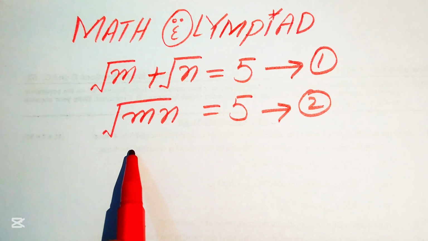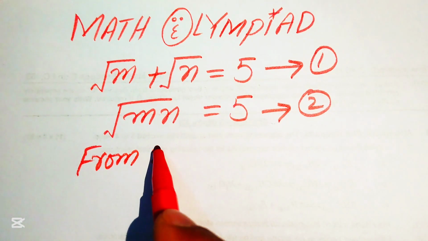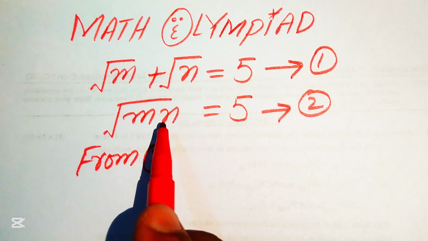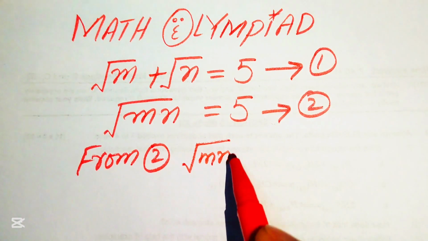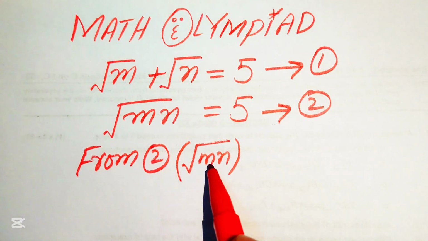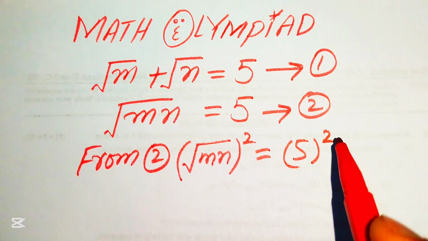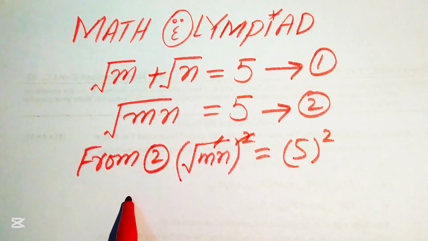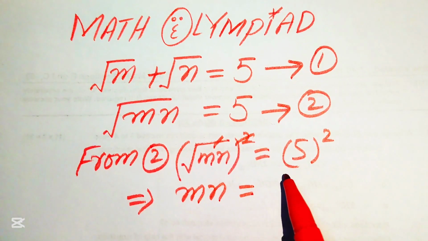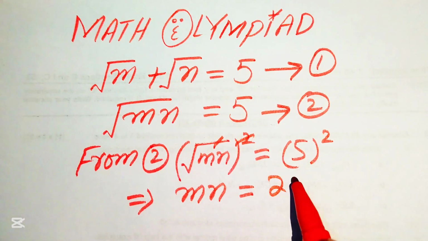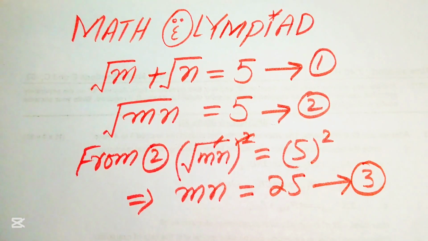In order to eliminate these, first we focus on equation number 2. In equation number 2 we need to take the squares on both sides, and it will be written this way: square root of mn, whole square, equals 5 square. So you see that the square and square root are gone and we get the value of m times n equals 5 square, equals 25, and we call this equation number 3.